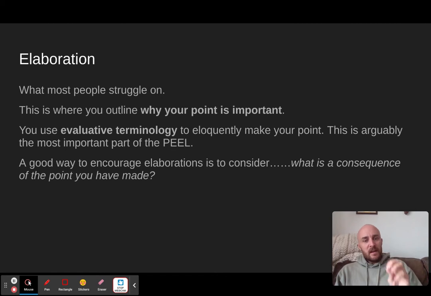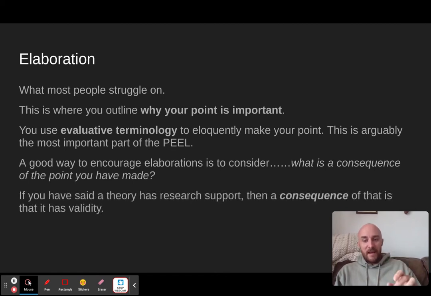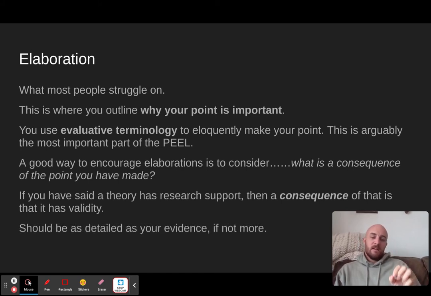So you need to be able to elaborate in detail. But again, this has to be at least two sentences. It should be as detailed as your evidence, in my opinion, if not more.